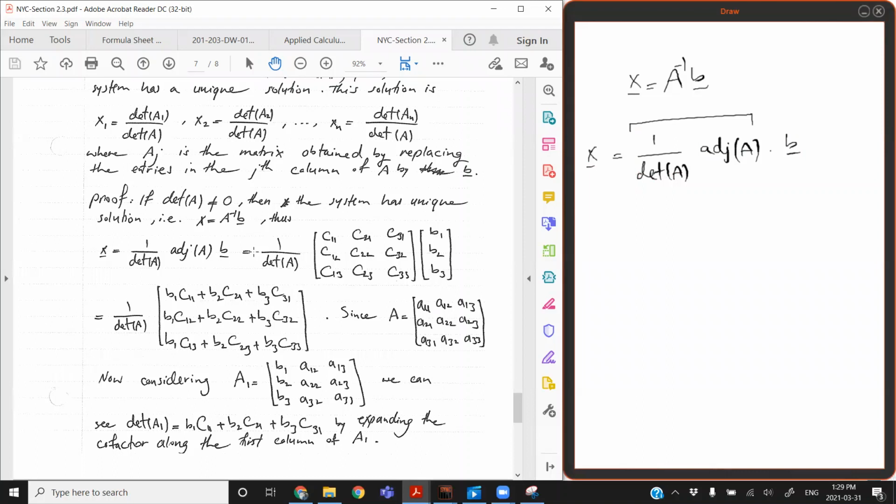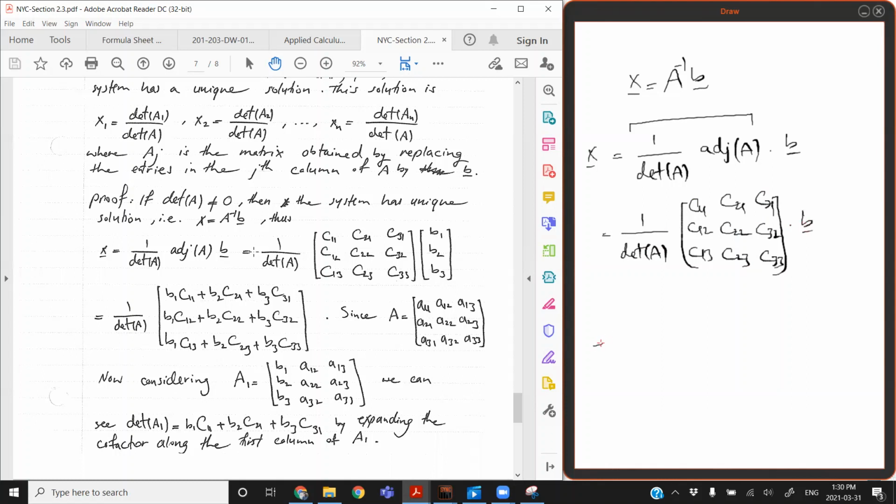But what is the adjoint? I'm going to show that for a 3 by 3 matrix. The adjoint is the transpose of the matrix of cofactors. So you have C11, C12, C13, C21, C22, C23, C31, C32, C33 times B.